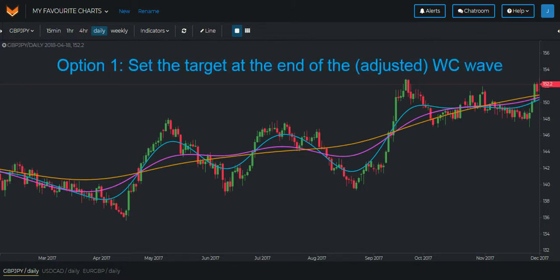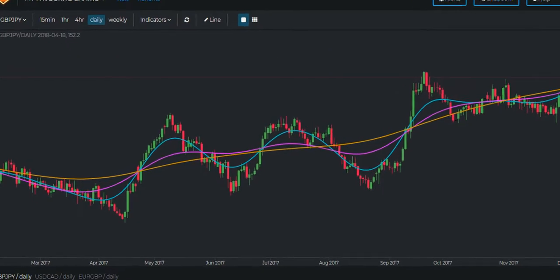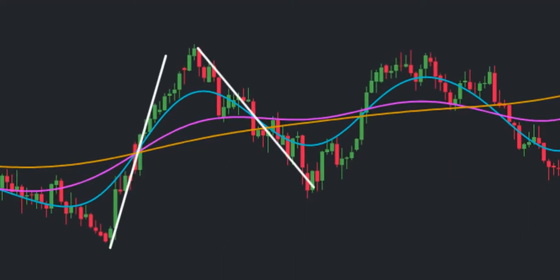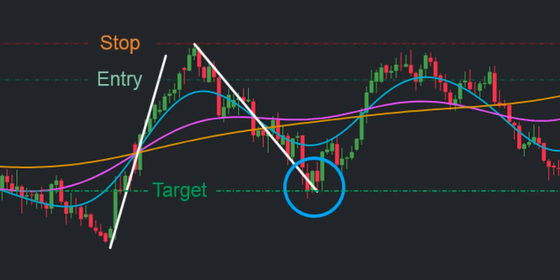Option 1 is to set the target at the end of the adjusted wave of the wealth crossover indicator. Since we already have a very good estimate of the turn, we simply place the target at the end of the wave, and that is all. It's as simple as that.